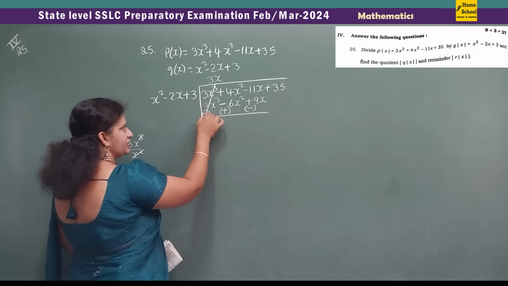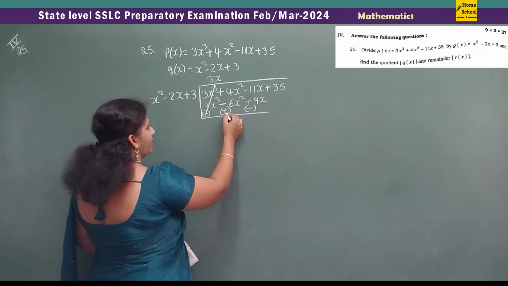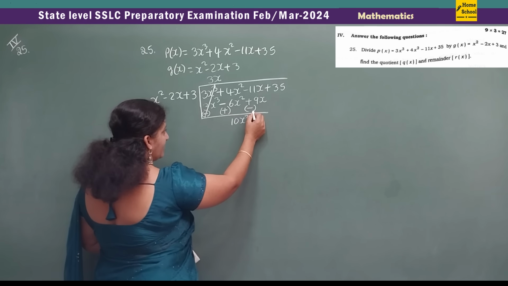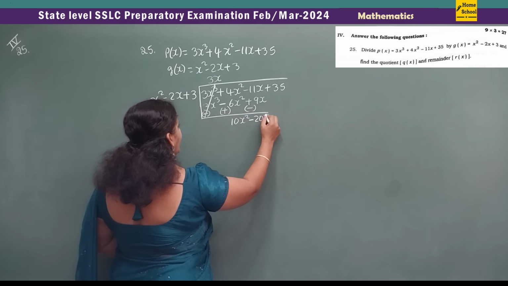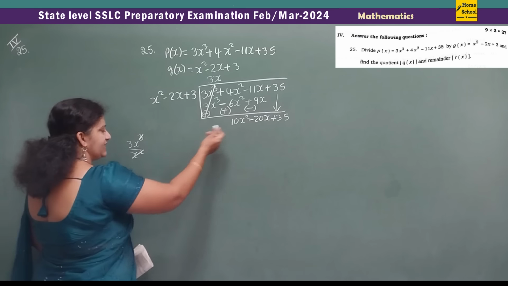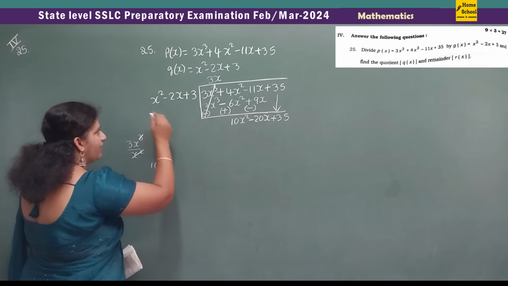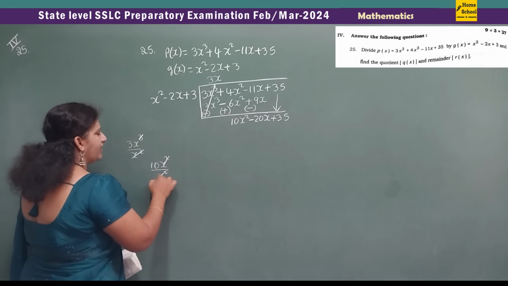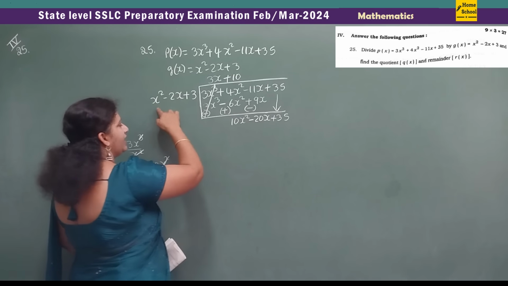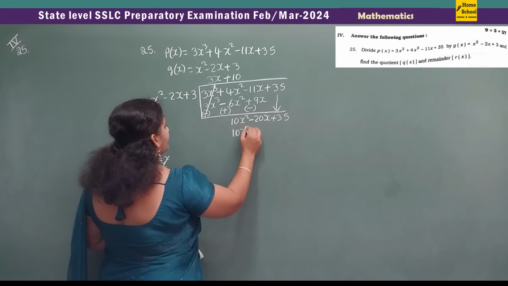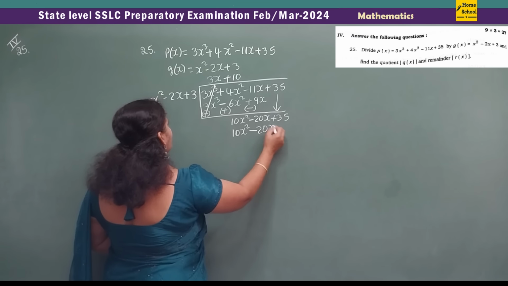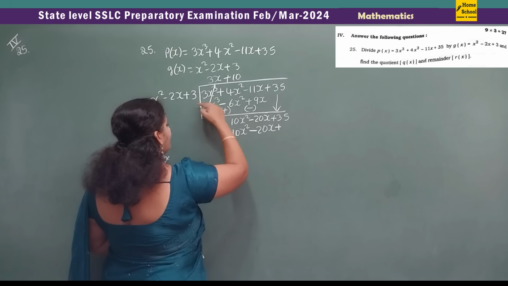3x cubed minus 3x cubed will be cancelled. Plus 4x square plus 6x square will be 10x square. Minus 11x minus 9x will be minus 20x. Drag this term down. Plus 35. Now again same manner, dividend first term by divisor first term. 10x square by x square, if you cancel you are going to be left with 10, that is plus 10. Now with 10 multiply, 10 into x square, 10x square, plus into minus, minus, 10 twos are 20x, plus into plus, plus, 10 threes are 30.